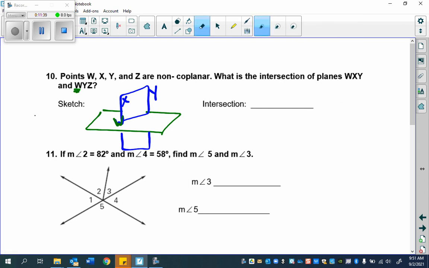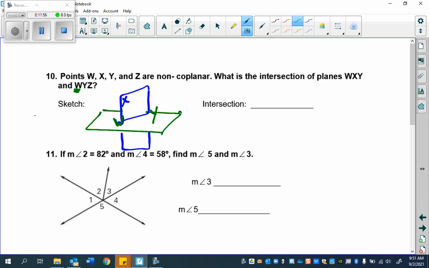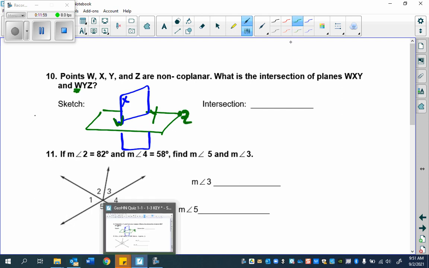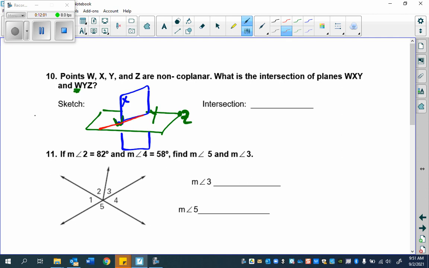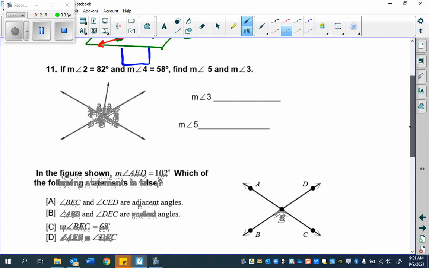Guess what? I need to reuse Y. So I'm going to erase this Y because I need Y to also be down here in the green plane. X is fine where he is, and then I can draw Z somewhere else. So when I start talking about what is my intersection, this line here is going to be my intersection because W and Y are both parts of both the blue and the green plane. That was definitely a tricky problem and might have taken you a little time to sketch and figure out.